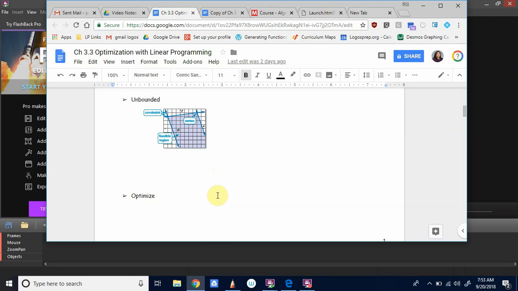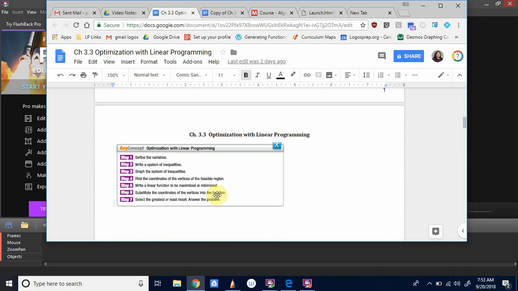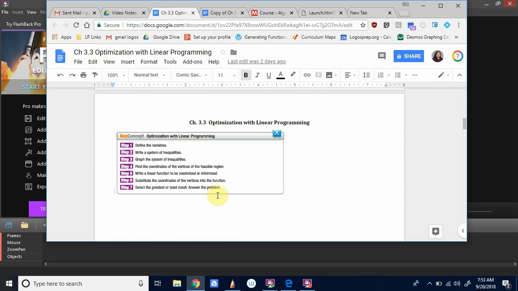And then our last vocabulary is optimize. Optimize means just to seek the best price or amount, to minimize our costs or maximize our profits. So here are the steps. So let's just go through them, what you're going to do.